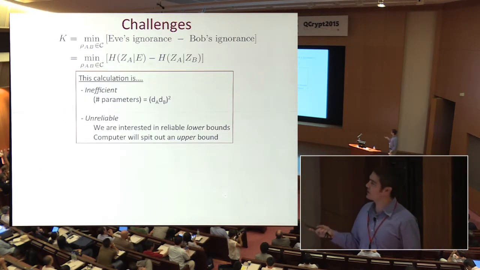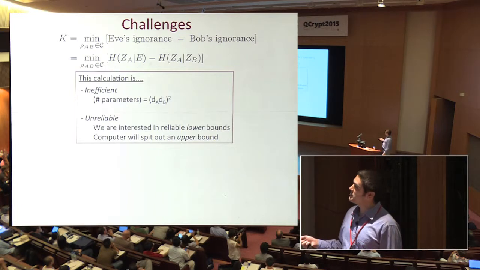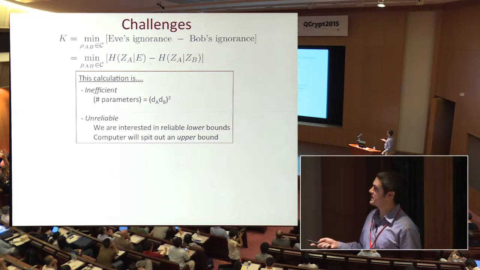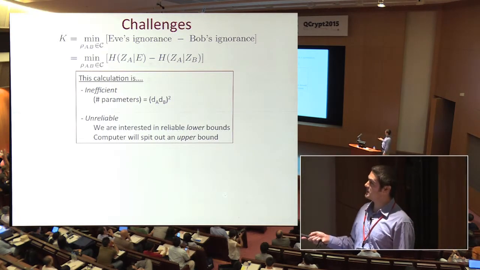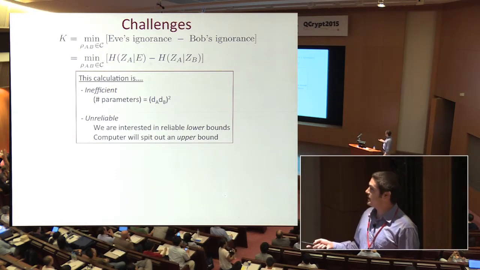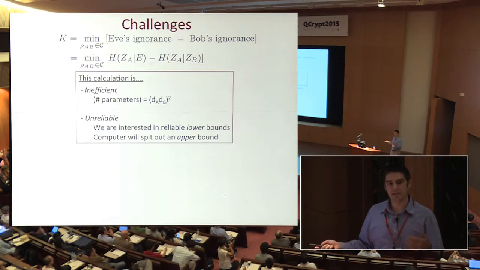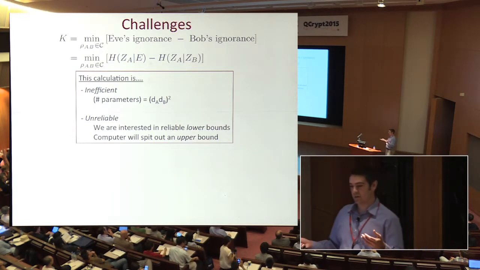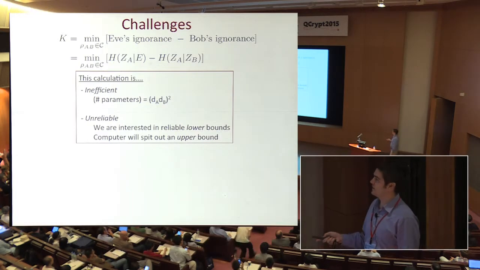So what's the problem with just directly computing this minimization? Well, if you have a supercomputer, then sure, go ahead and do it. But if you want to do it on just a laptop, then you run into inefficiency, in the sense that the number of parameters that you have to optimize over scales with the dimension squared, that is, Alice's dimension times Bob's dimension, squared. So this calculation could take a very long time in higher dimensions. Furthermore, it's unreliable, in the sense that typically in QKD, you're interested in reliable lower bounds on the key rate, that is, physically achievable key rates. But the computer will spit out an upper bound when you do this: if the computer doesn't exactly reach the global minimum, then whatever it spits out will be an upper bound on the key rate.